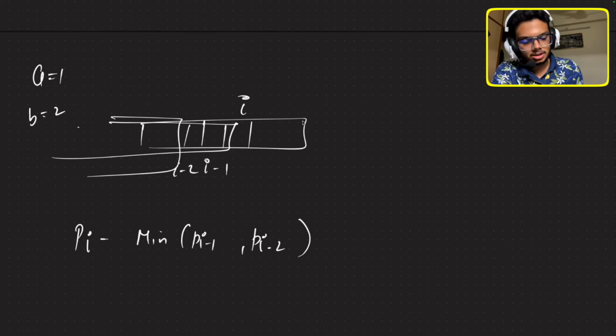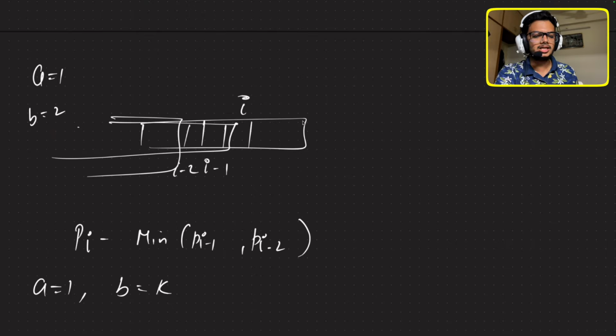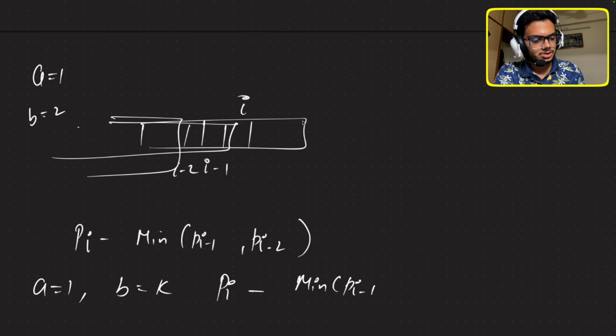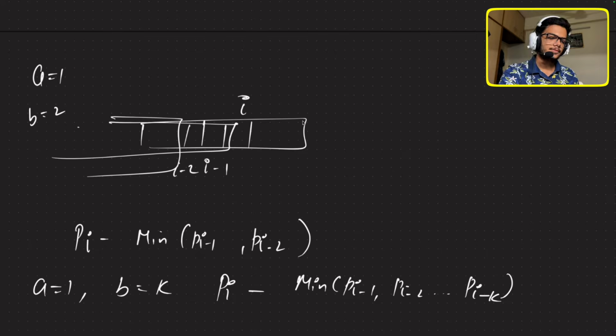In the same vein, if you had, let's say, a equals to n and b equals to some k, where k is of course less than or equal to n, your contribution of ith index will be pi minus minimum of pi minus 1, pi minus 2, and so on, pi minus k, right? Because here you could subtract only pi minus 1 and pi minus 2 when a was 1 and b equals to 2, right? Now if I generalize it, let's say I call it a equals to 2.